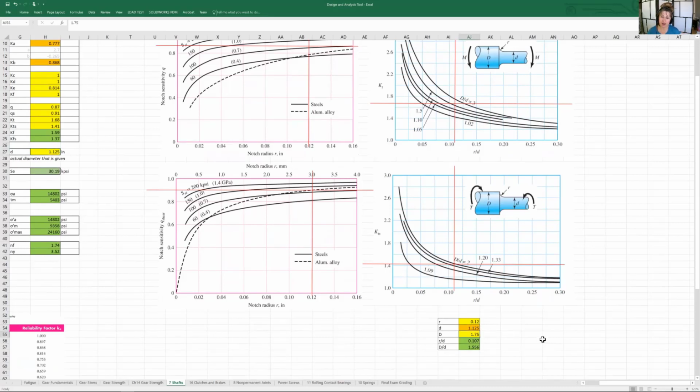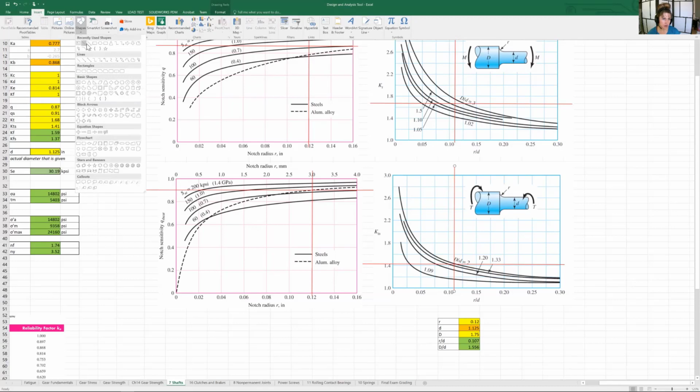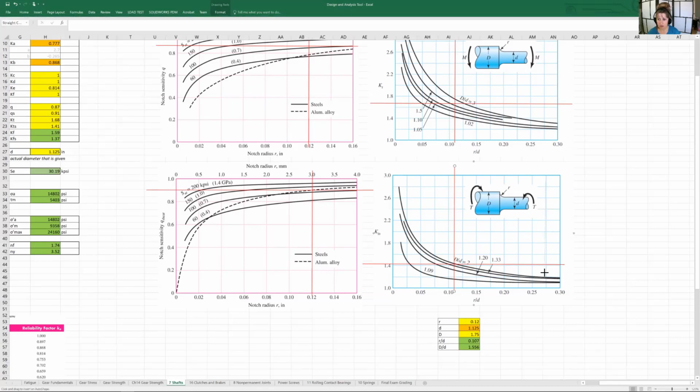1.75 is our big D. I haven't entered that anywhere in the tool, so it's a yellow input. And then R over little d and big D over little d are automatic outputs. So if we line this up, R over little d on the horizontal axis. I really like just using lines in Excel. It makes it easy to read. So to do that, insert, shapes, line, draw a line, and then you can give it a color. You can change the weight, etc. So it just makes reading these graphs a little less painful.